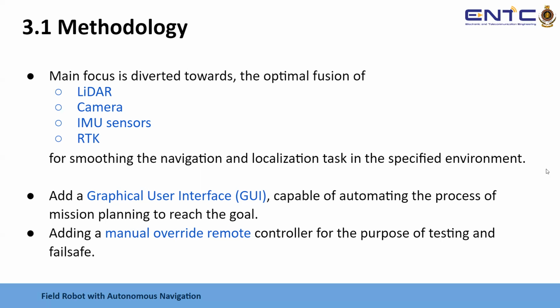Additionally, we have a graphical user interface for the user to control the robot, where the user can give the location for the robot to move, and also some important information about the robot will be shown there. And also a manual override remote controller will be added to the robot, with which we can override the robot to control it manually. In testing and manual controls, we are using these features.